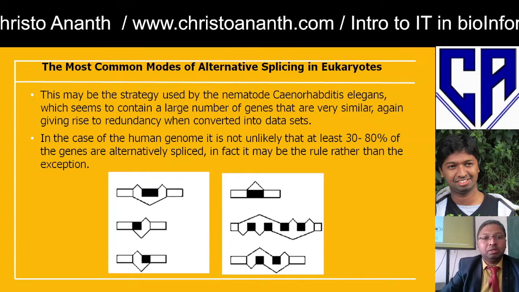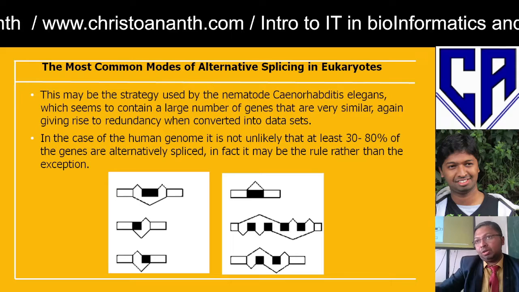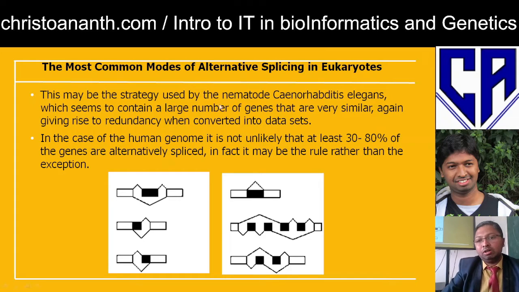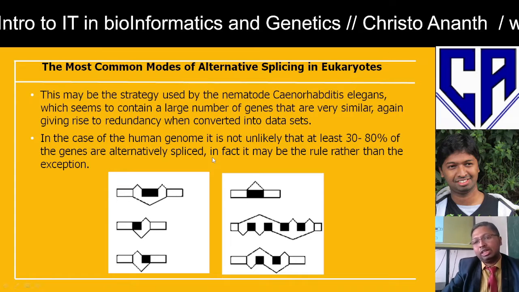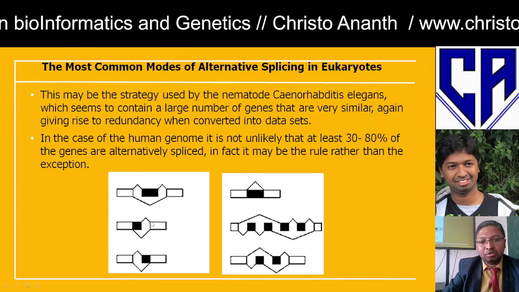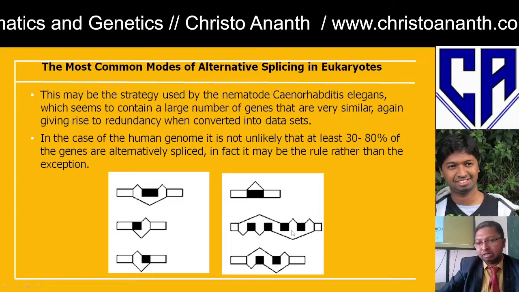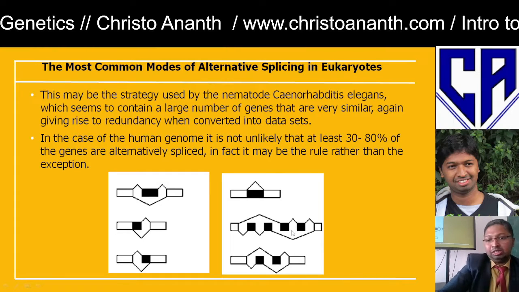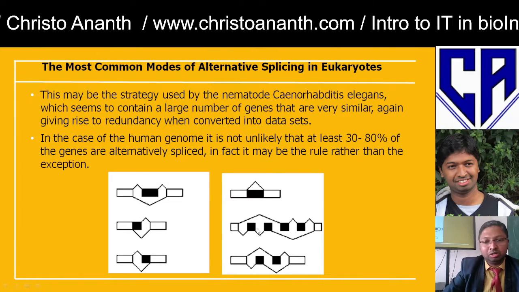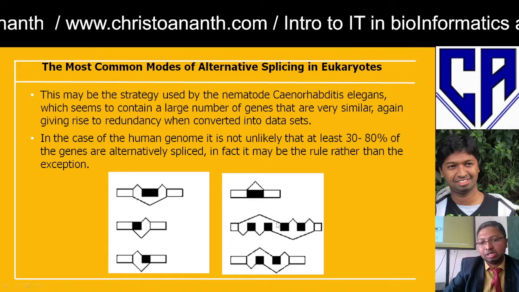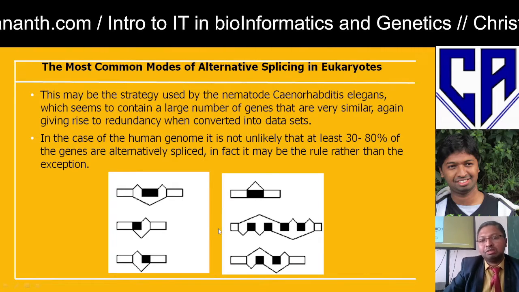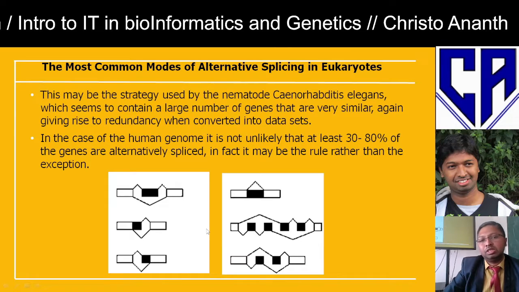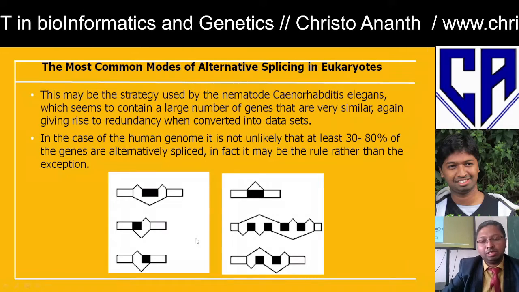In the case of the mammals, or the human genome, at least 30 to 80% of the genes are alternatively spliced. So this is what you have over here. See the second one over here, I'm pointing to this one. It's alternatively spliced with respect to each other, which means that 30 to 80% of these genes are alternatively spliced.